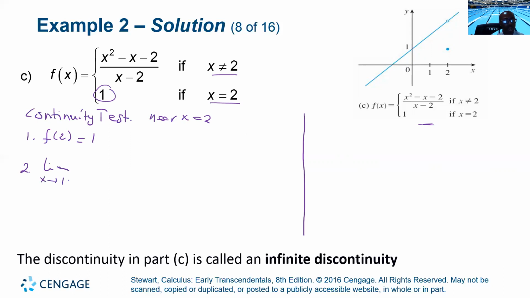The limit as x goes toward 2 of the function (x squared minus x minus 2) over (x minus 2). We cannot use direct substitution, so we need to simplify that.